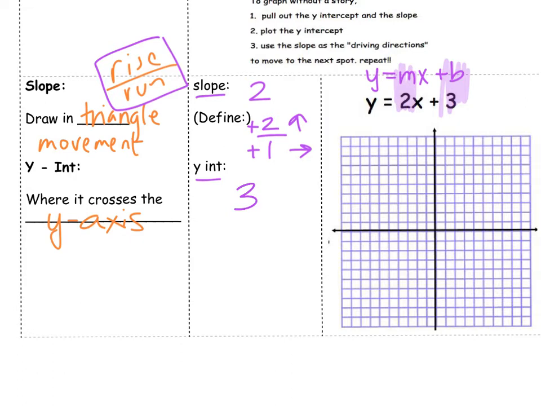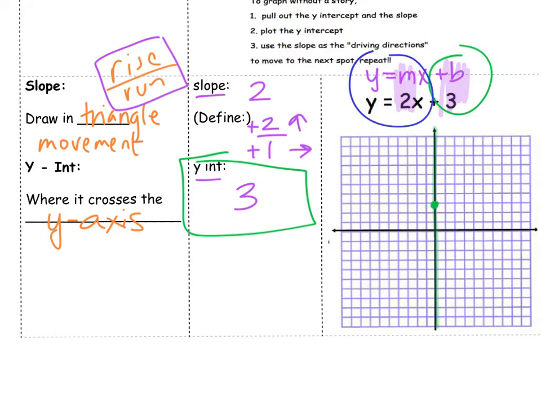So then we graph. We start with the beginning. So I'm going to start with my y-intercept. It crosses the y-axis at 3. So I put my first point at 3 on that y-axis. Then I'm going to move. So I need to move, and we already defined how I'll move. From my point, I move up 2, right 1, and I drop a point. From that new spot, I move the same way. Up 2, right 1, drop a point. Up 2, right 1, drop a point.